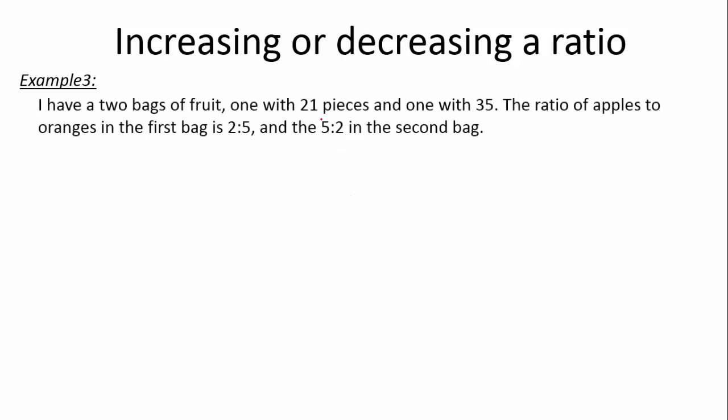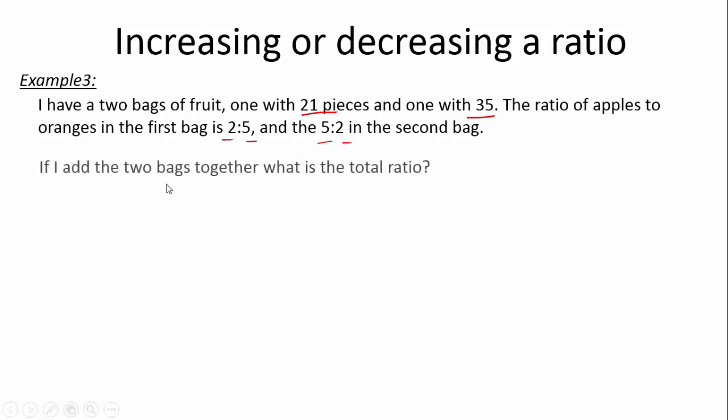I have 2 bags of fruit, one with 21 pieces and one with 35. The ratio of apples to oranges in the first bag is 2 to 5, and 5 to 2 in the second bag. If I add the 2 bags together, what is the total ratio? Will it be 2 to 5 or 5 to 2 or 1 to 1? What will it be? We can't just add it together. We've got to actually separate each of these bags.